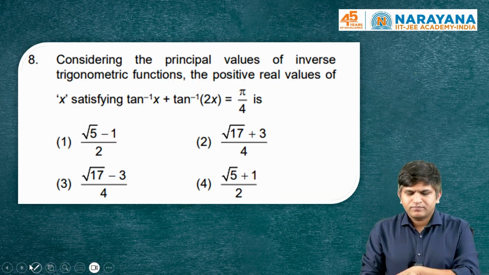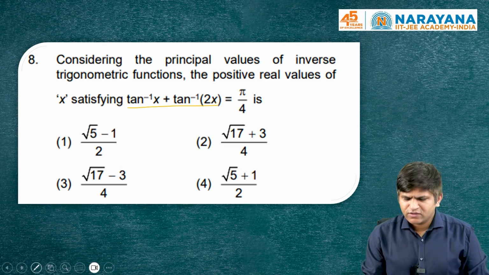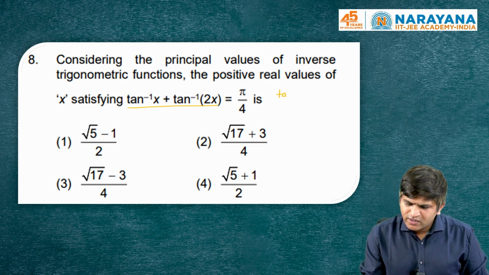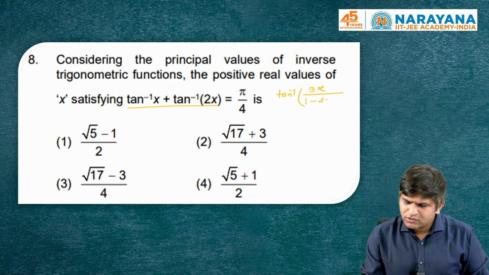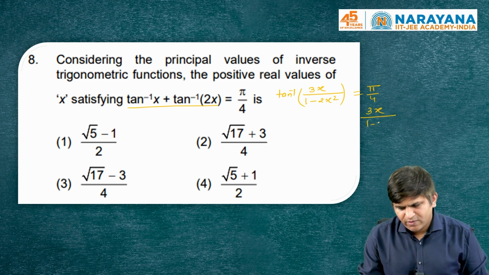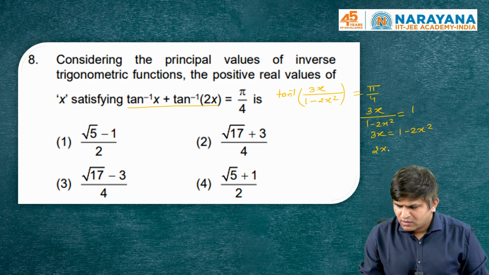Okay, so this problem is based on inverse trigonometric functions. We have to solve this equation. We can apply the formula: tan inverse a plus tan inverse b is tan inverse of (a plus b) divided by (1 minus ab). So that is tan inverse of 3x divided by 1 minus x into 2x, that is 2x square, equal to pi by 4. So 3x divided by 1 minus 2x square, and tan pi by 4 is 1. So 3x is equal to 1 minus 2x square. We can shift this 2x square this side, so 2x square plus 3x minus 1 equal to 0.